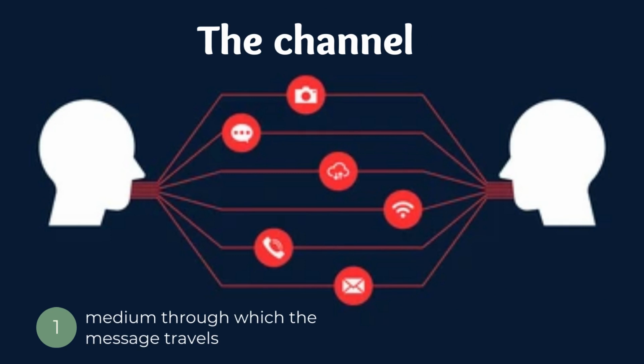Come towards the channel. For effective communication, we also need the channel through which we communicate. It is the medium through which the message travels from the addresser to the addressee. Channel may be sound waves, marks on paper, telephone wires, word processor screens, or any other communication medium.